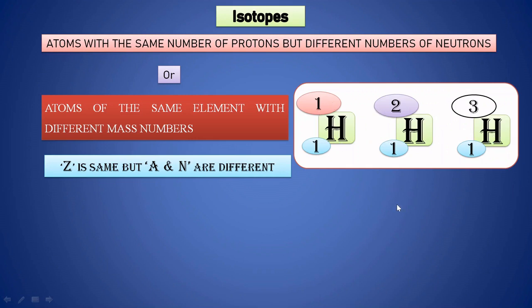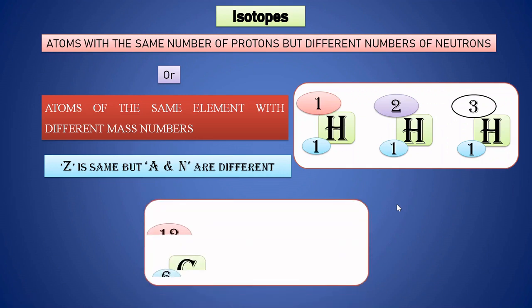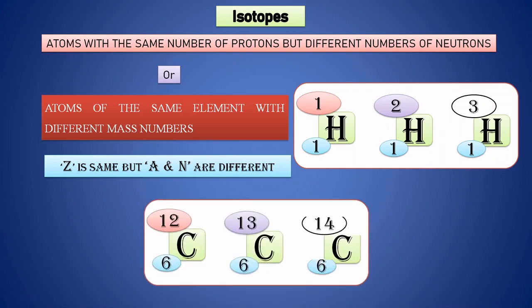So these are isotopes. Similarly, carbon isotopes. Here also, all these are carbon atoms with the same atomic number but different mass numbers. As the mass number is different, the neutron number is also different. So isotopes are atoms of the same element with different mass numbers or neutron numbers.